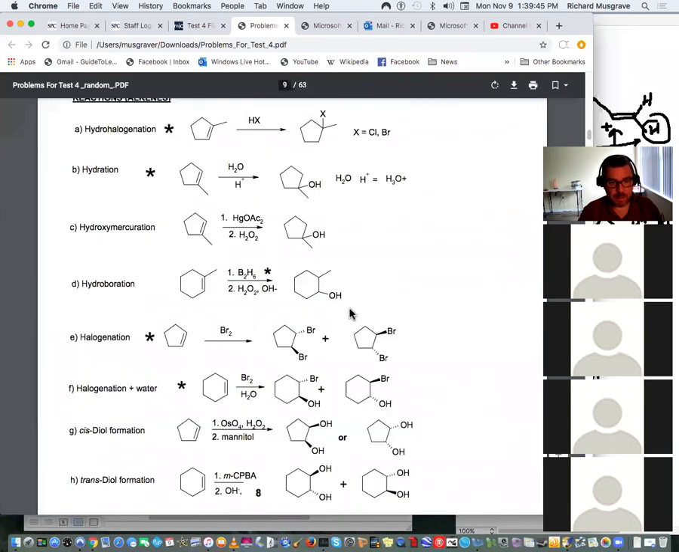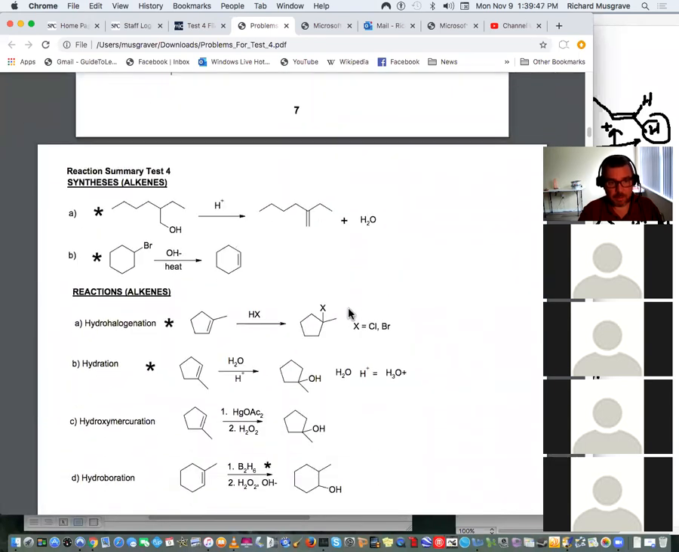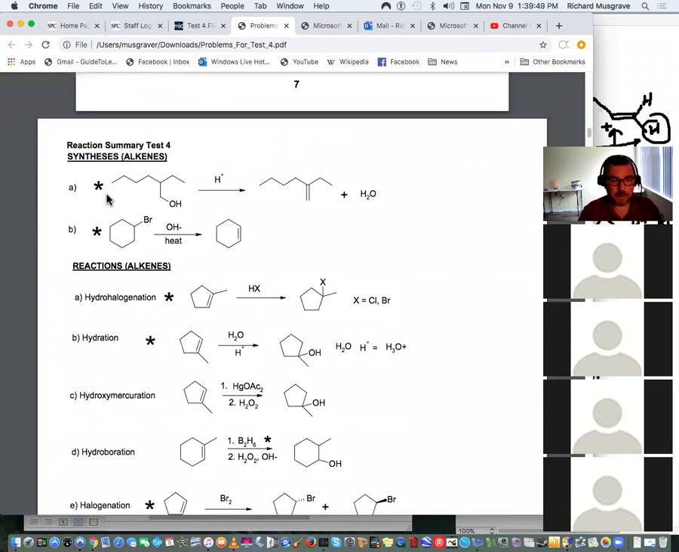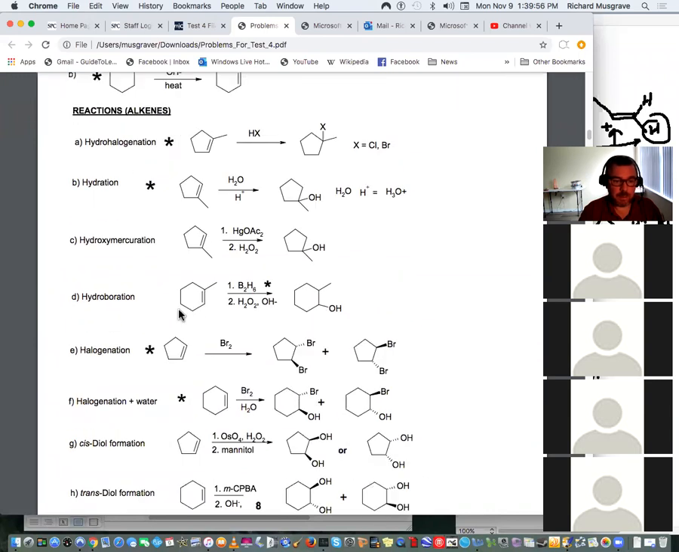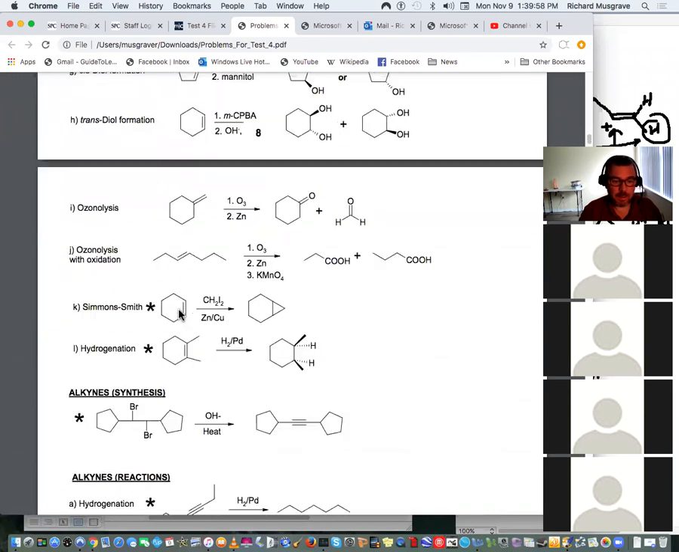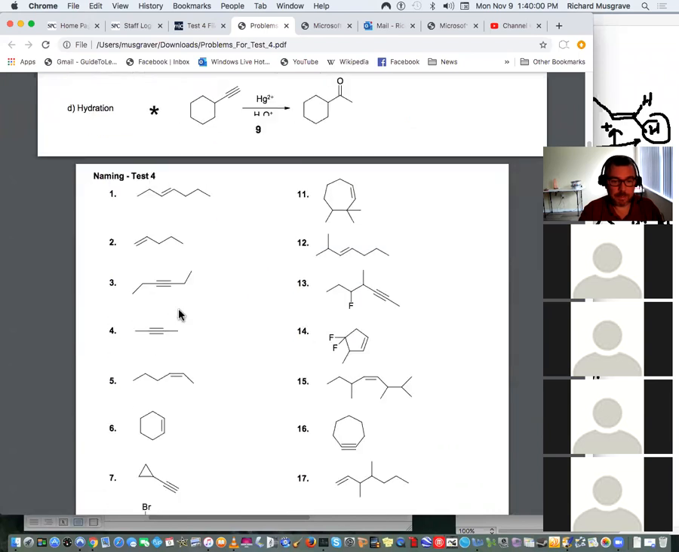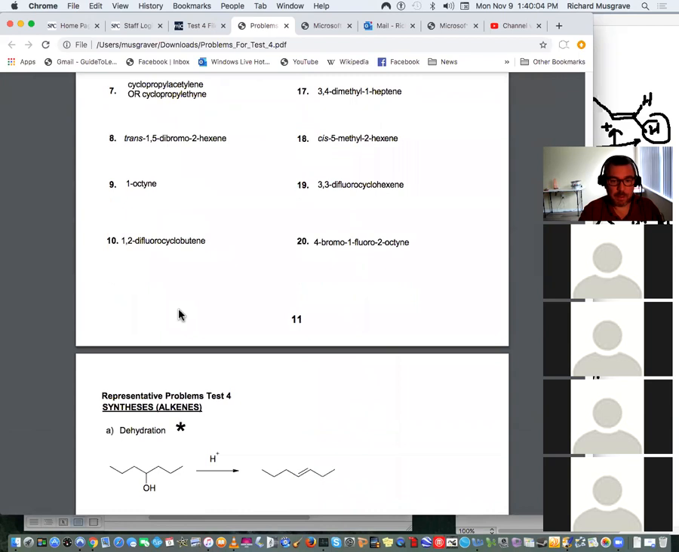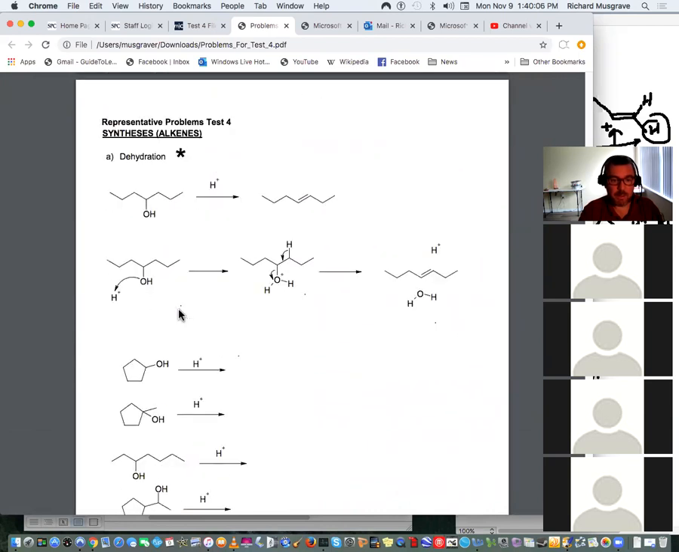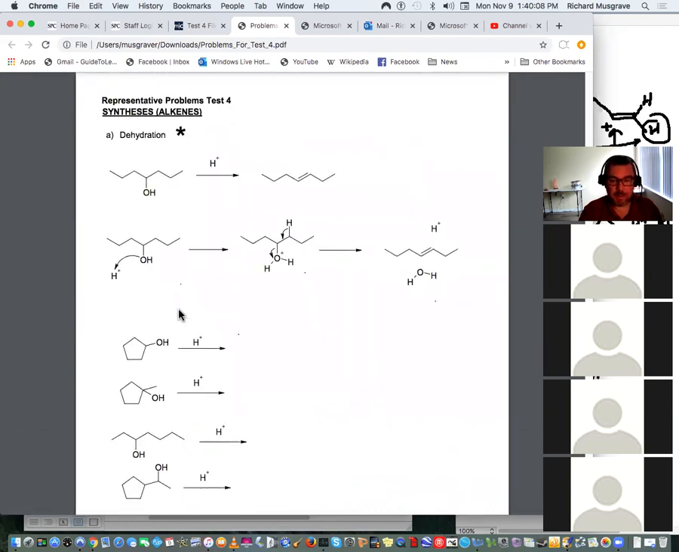Okay, I've got a similar setup. I've got the reaction summaries that have the stars on them. They're really more suggestions. They're ones I think you should know. You don't have to know them, but you should know them. I've got a naming exercise here as well with the answers. And then I've got the same setup as I had previously in test 3.